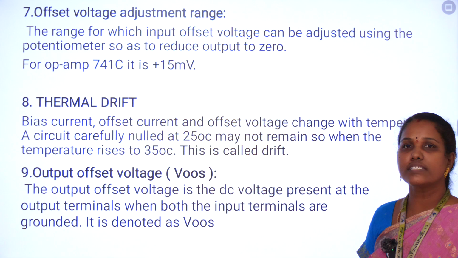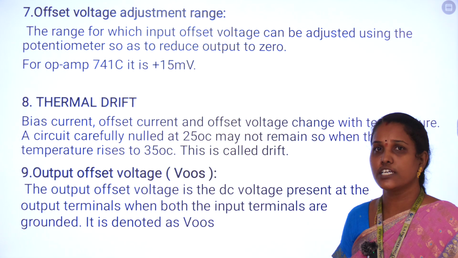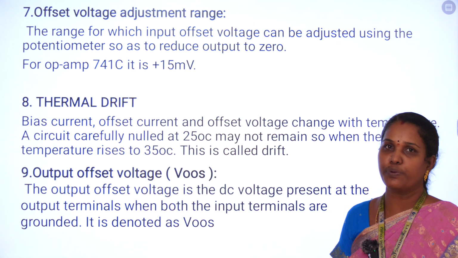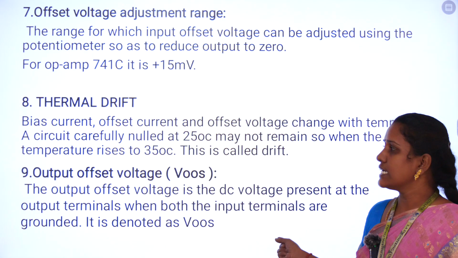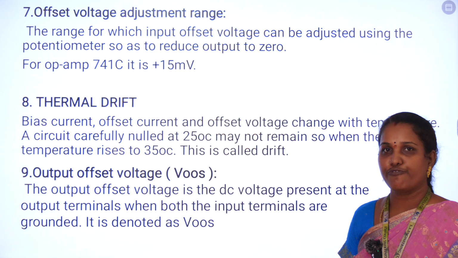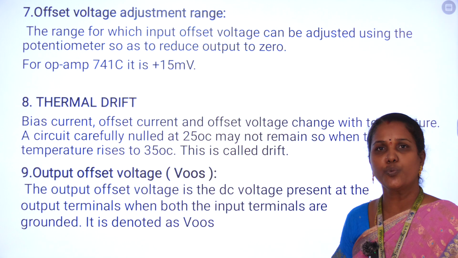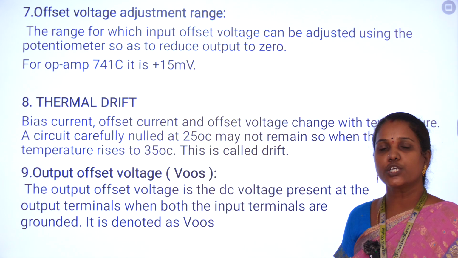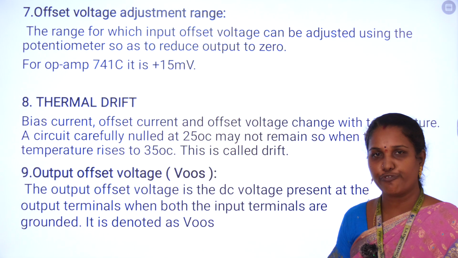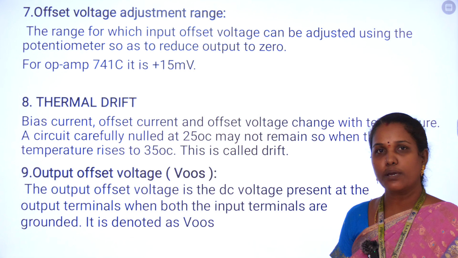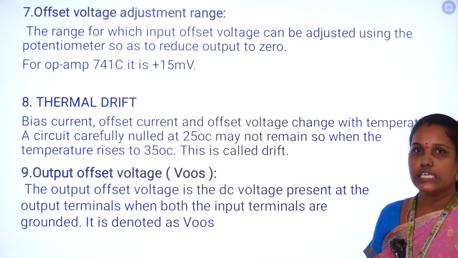Next, if you want to adjust the offset bias current, offset voltage or offset current, you use a potentiometer between the input terminals along with the supply voltages. Next, the last thing, thermal drift. Thermal drift means variations in the temperature, it may be the room temperature or in the circuit. We can use the IC in any circuit, from any application point of view. You keep your temperature range at the minimum, and that value is 25 degrees Celsius.